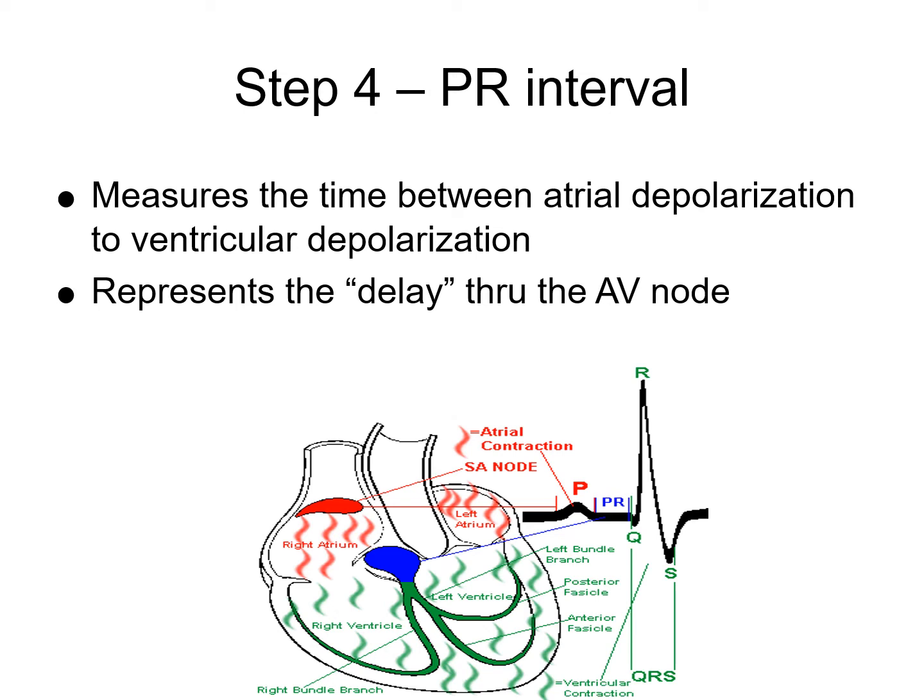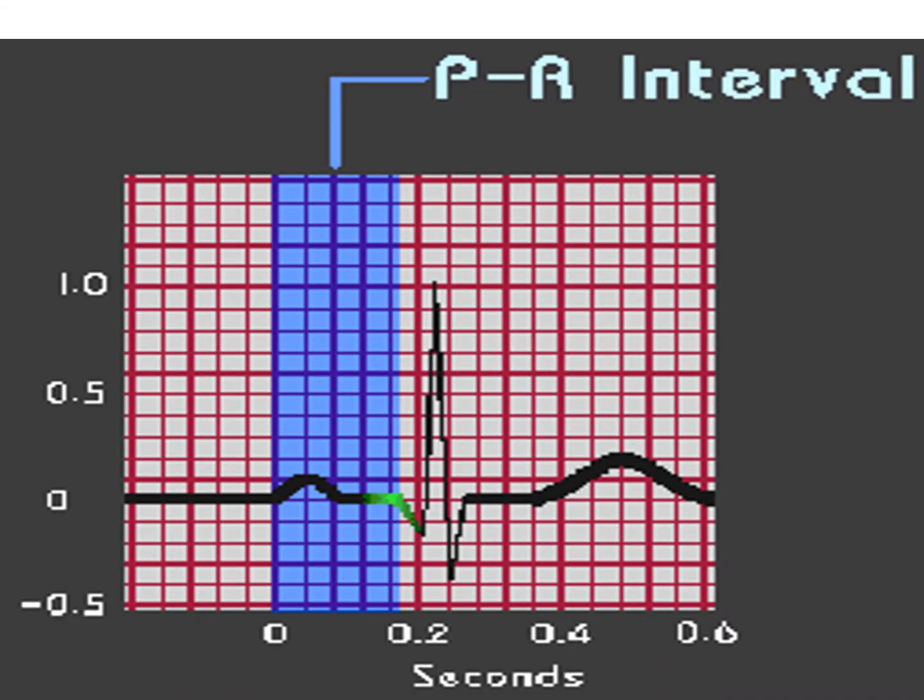So moving on to the next slide here. This is kind of a real blown up version of the P to R interval. So you're measuring from the beginning of the P wave to the onset of the Q wave. A normal P to R is 0.12 to 0.2 seconds. Okay, so that's a normal. So that's about 3 to 5 small squares or so. Okay, so about 3 to 5 small squares is a normal P to R.